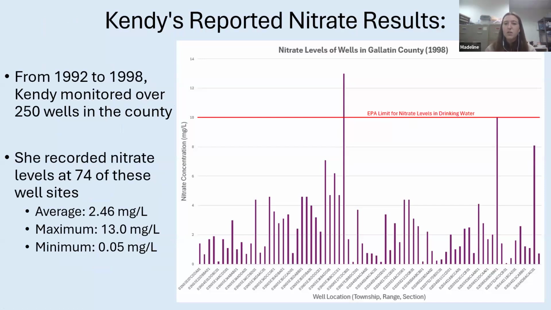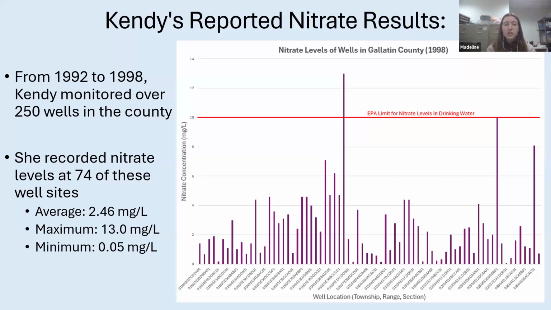So kind of looking at what all this means, we can look at the graph on the right here, which has the locations of the wells on the bottom based on their township, range, and sections, and then the nitrate concentrations on the y-axis here. As we see, only one of the wells that Kendi surveyed was above that EPA limit for nitrate levels in drinking water. And then another well was right at that limit, and then one was a little close. But for the most part, all the wells in the county were between that range of like 1 to 5.